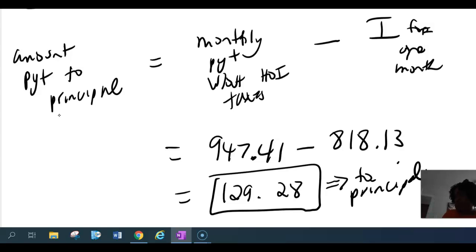That's why it takes so long to pay off a mortgage, because out of all the money you're paying for the month, only $129 and some change goes to the principal.